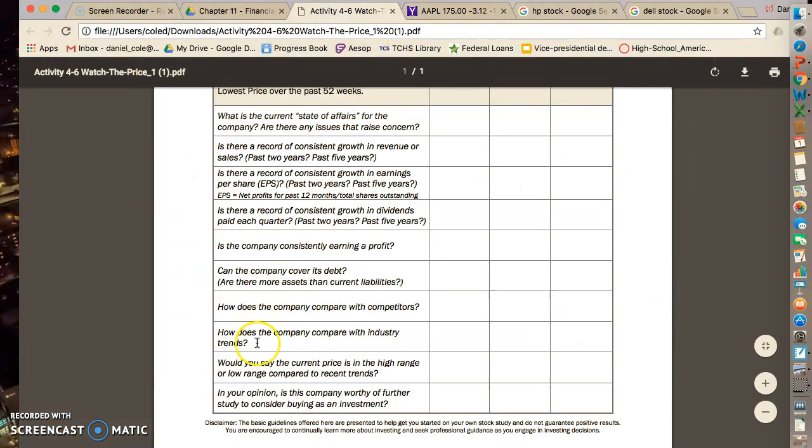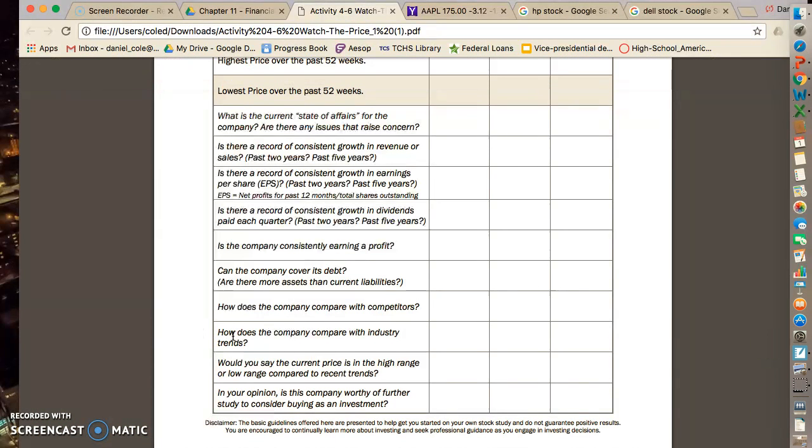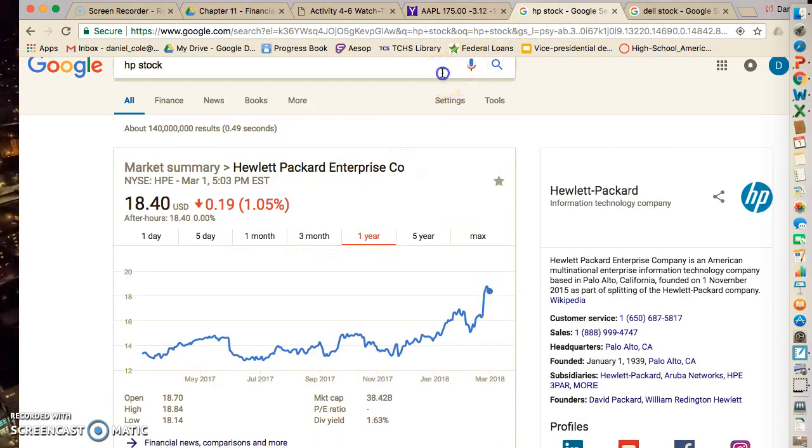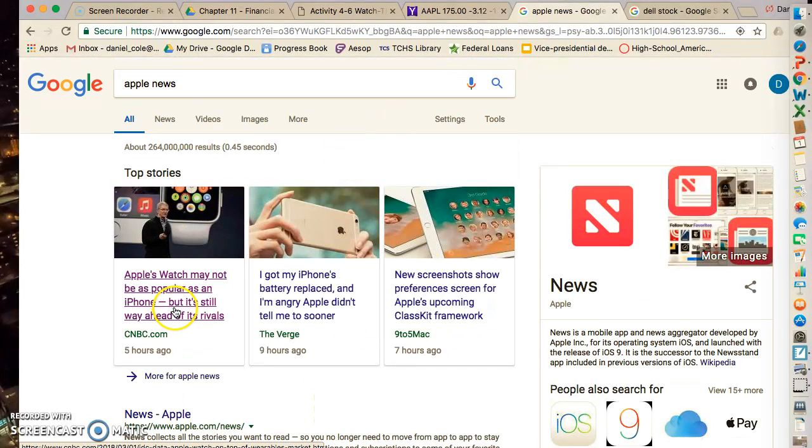For the next one on here, how does a company compare with industry trends? Basically, what you're going to do, you're going to go and look up the information on competitors and see how does Apple keep up with the industry. Are they leading it? Are they on the front edge? Or are they kind of falling behind? So for us, I looked up Apple News. Okay, when I look that up, it comes out here with the iPhone, or that Apple Watch is the most popular and it's way ahead of its rivals, that shows me that they are on the front edge of that.